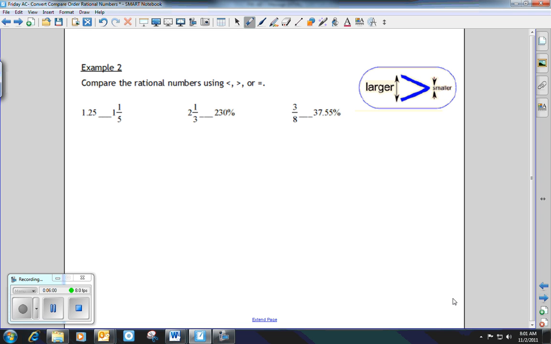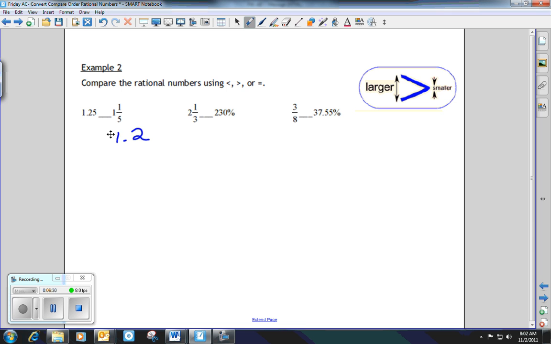When we're comparing our rational numbers, we're going to use the less than, greater than, or equal to signs. Remember that the pointy part, or the small end, points at the small number. Okay, so once again, we have to put things in decimal form to compare them. 1 and 1/5, I know from my study guide that that should be 1 and 2/10. All right, so if I'm comparing 1 and 2500ths and 1 and 2/10, I compare my whole numbers first.